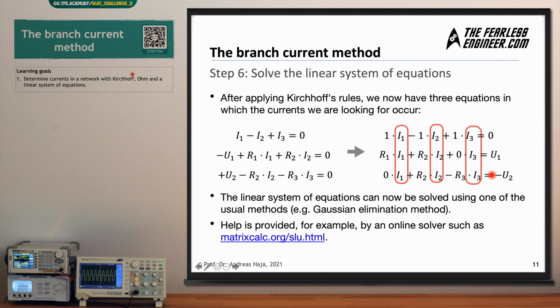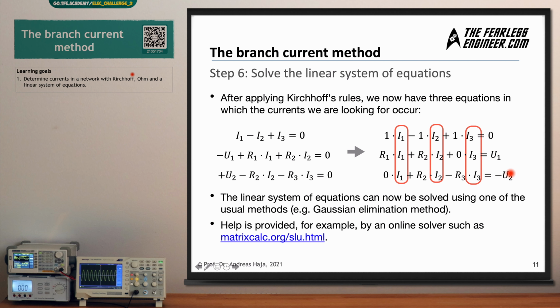And this can then simply be entered into a linear equation solver. The factors you have are 1, R1, and 0 for the first unknown, -1 plus R2 for the second one, and +1 plus 0 and minus R3 for the third one. And the result vector for this linear equation system is 0 and U1 and minus U2.